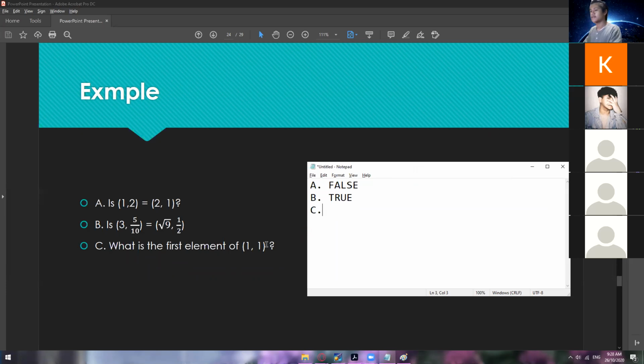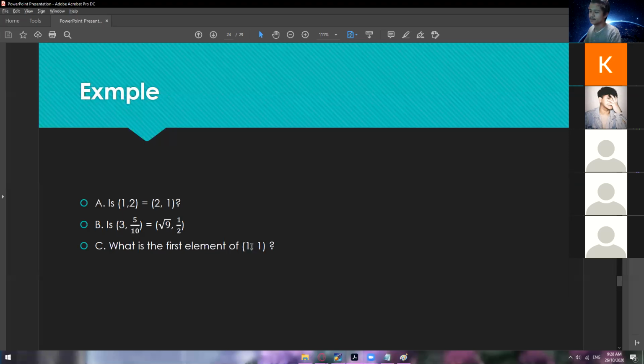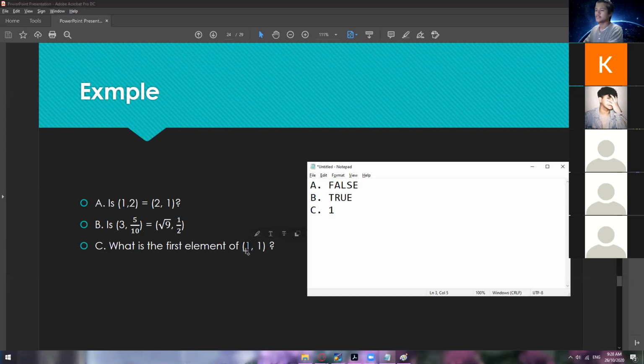What is the first element of this ordered pair? 1. So 1. Okay, so kahit anong isagot nyo, parehas lang din kasi parehas lang yung value nila. Pero in here, 1 yung sagot natin. So kung ang value nito is 2, so 1 yung isasagot nyo. Okay. So the first element is 1, which is this one.